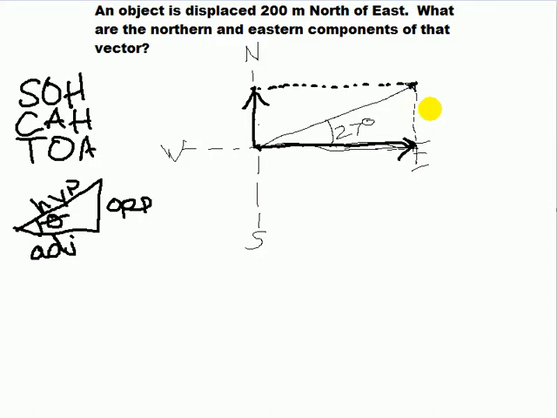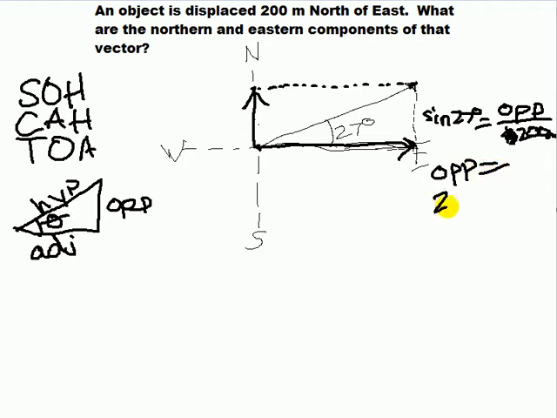So the answer to this would be sine 27 degrees equals the opposite, which is what we're trying to find, over our hypotenuse, which in this case is 200 meters. From here we would solve for opposite, so opposite equals 200 meters times sine of 27 degrees.